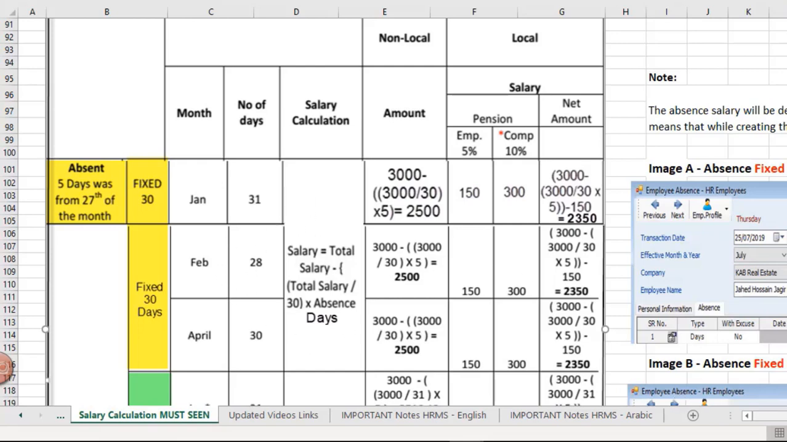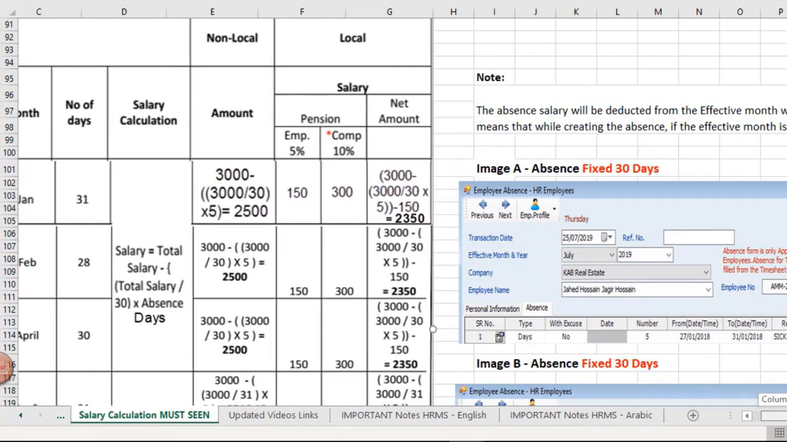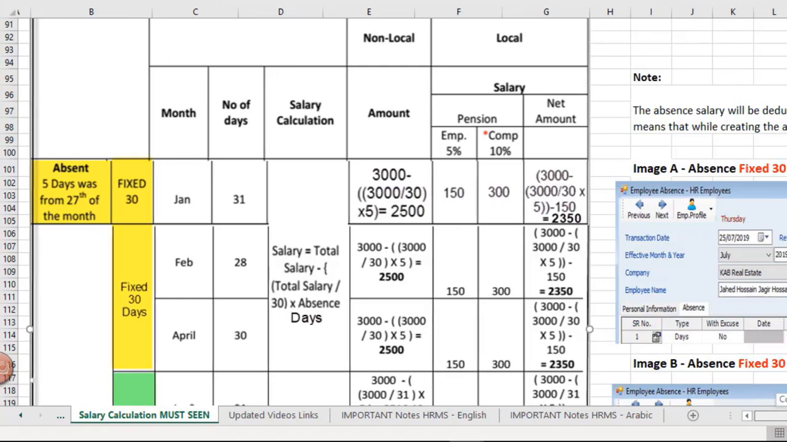Let's now see here the screenshot, which will be showing us practically how the fixed 30 days is applied on Hinawi software, and then we will move further with how the absence is calculated based on actual month days. It needs a lot of focus because it's different for each month.